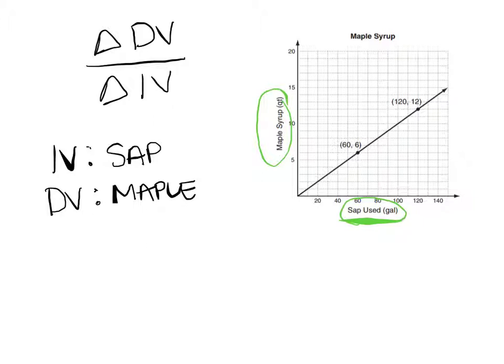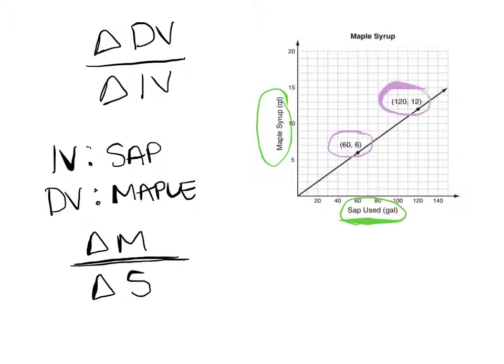Alright, so now in order to find our rate of change, we need to find the ratio between these two things. We need to find the change in the maple over the change in the sap. On our graph, we're given two data points. We have the data point 60, 6 and we have the data point 120, 12. Well, since we're looking for the change in the maple right now, let's focus on the maple. Looks like it's here, 6. And then it moves all the way up here to 12. So the maple went from 6 to 12, and it changed by 6. So the change in the maple was 6.